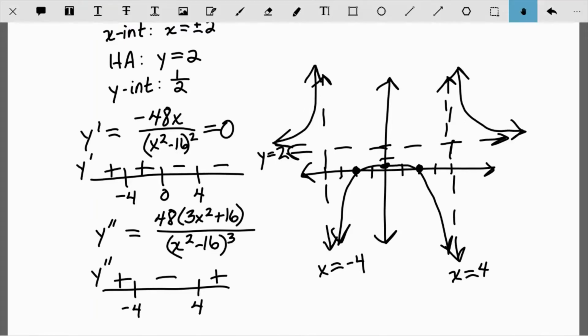So now I've got a pretty accurate representation of what this function is doing. How is it behaving between -4 and 4? How is it behaving when x is greater than 4 or when x is less than -4? And that's really the main idea, is just piecing the new information that you just learned together with the stuff that you've been doing now for a couple of years.